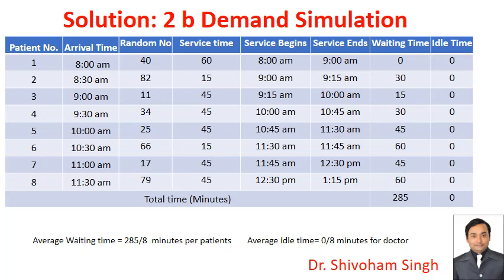And in none of the cases was the doctor free. So overall waiting time is 285 minutes. There are 8 patients, so we can say that the average is 285 divided by 8. Similarly, for the idleness, there is no idle time for the doctor. I hope you understand the concept of simulation by this way.